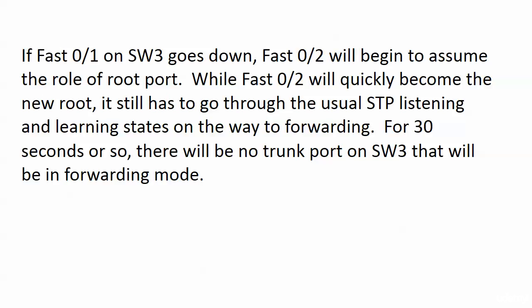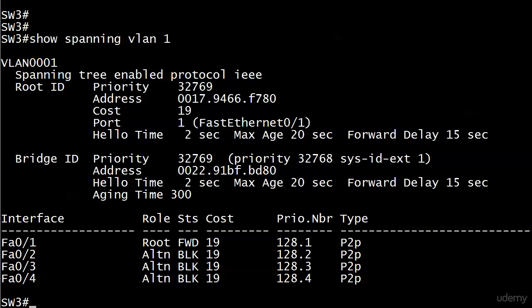Right now, if Fast Ethernet 1 on switch 3 goes down, Fast Ethernet 2 will begin to assume the role of the root port. Now that's going to happen really quickly. But while Fast 2 quickly becomes the new root, it doesn't mean that Fast Ethernet 2 is forwarding immediately. It still has to go through the usual STP listening and learning states on the way to forwarding. So for that time period, there will be no trunk on switch 3 that'll be in forwarding mode. And a good way to see that in action is to see it in action.